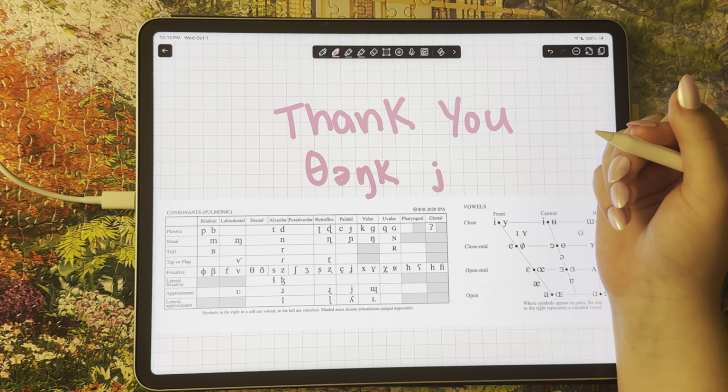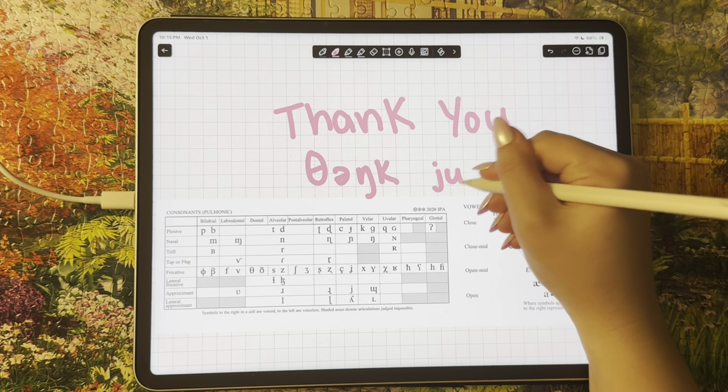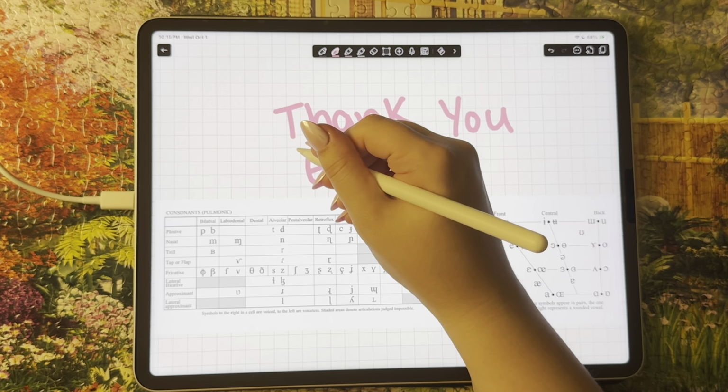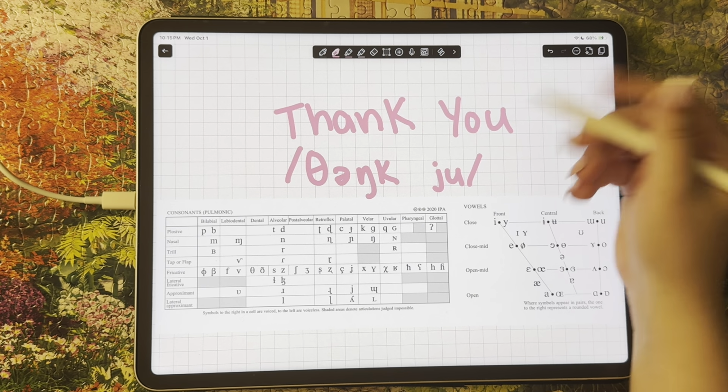And then our oo sound is like this. This is phonetic transcription brackets.